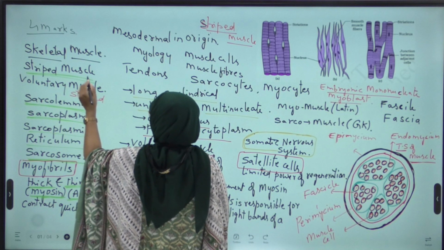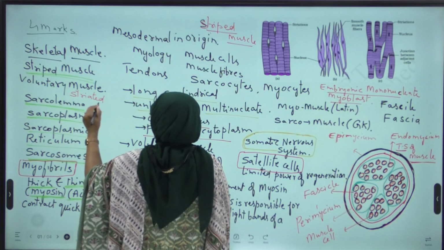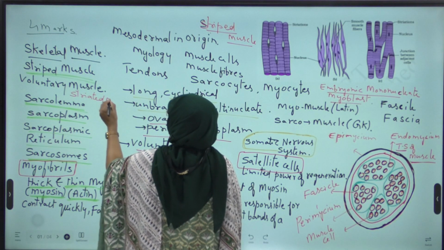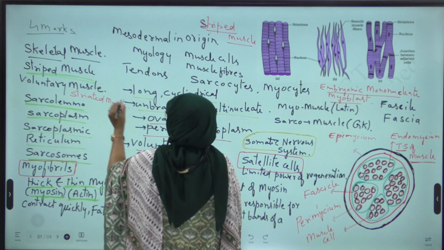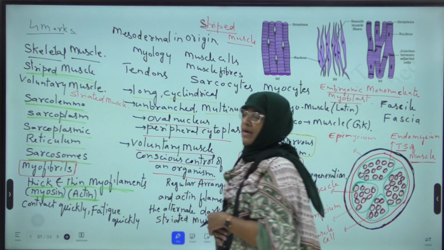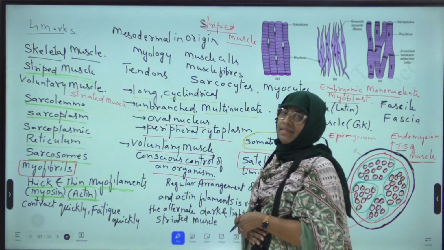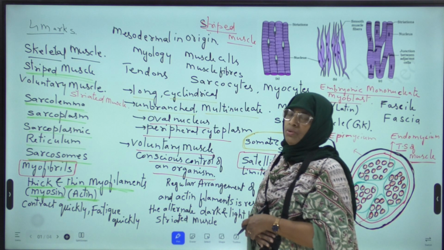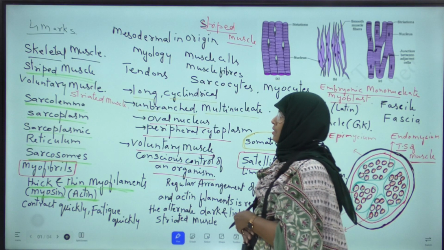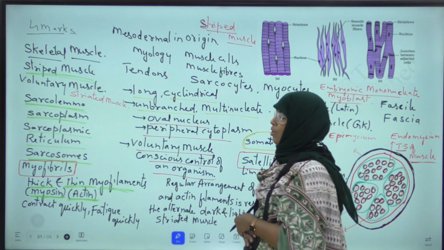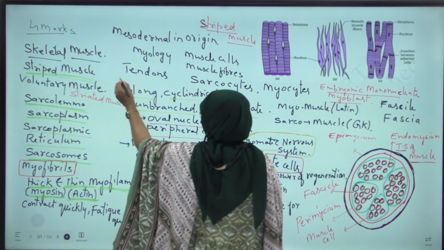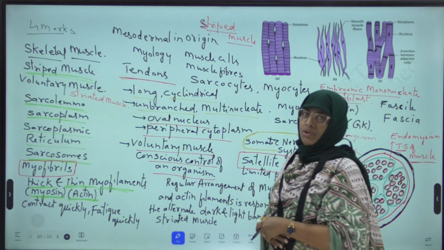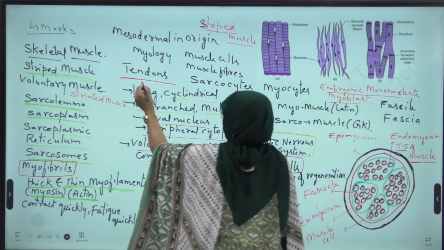Today in this video we are going to discuss the structure of skeletal muscle, or striped muscle, or striated muscle. This skeletal muscle is found attached to our skeletal system, that is, attached to our bones. Skeletal muscles are attached to bones by tendons.